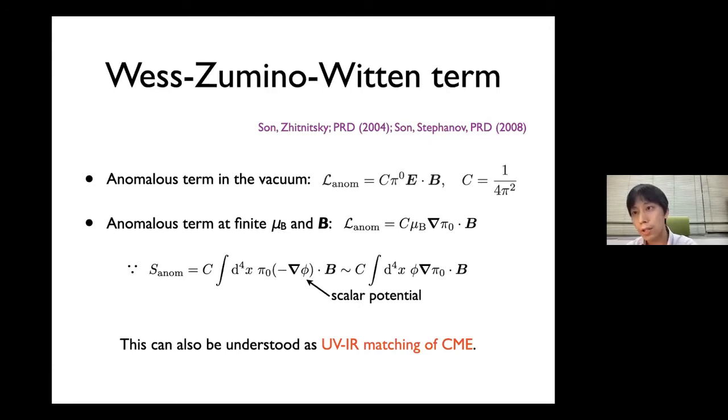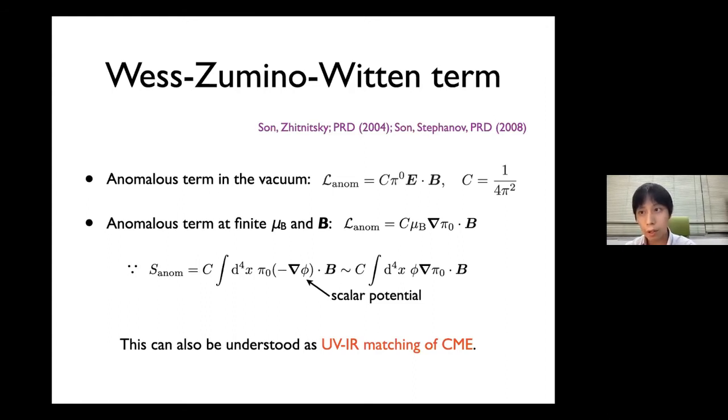Now, chemical potential is a kind of scalar potential. We may replace this scalar potential phi by chemical potential mu, and then we arrive at this term. So this is a very hand-waving argument. Originally, this anomalous term was derived more systematically based on the Wess-Zumino-Witten term in these papers. But we may understand this term in this way, and this term will be important in our following discussions.